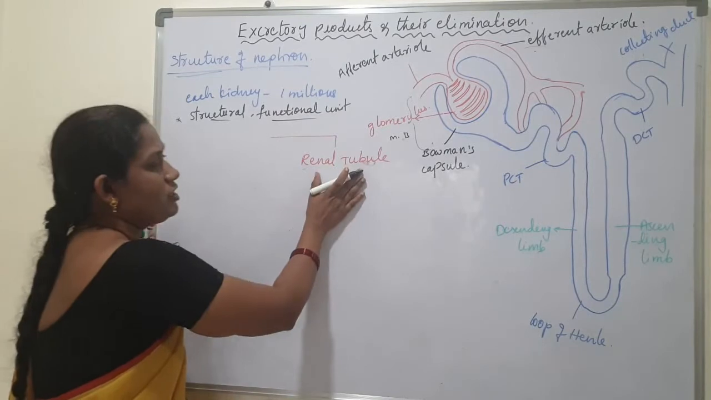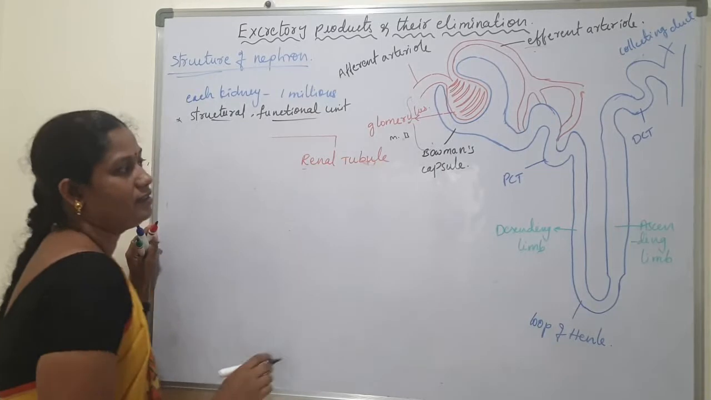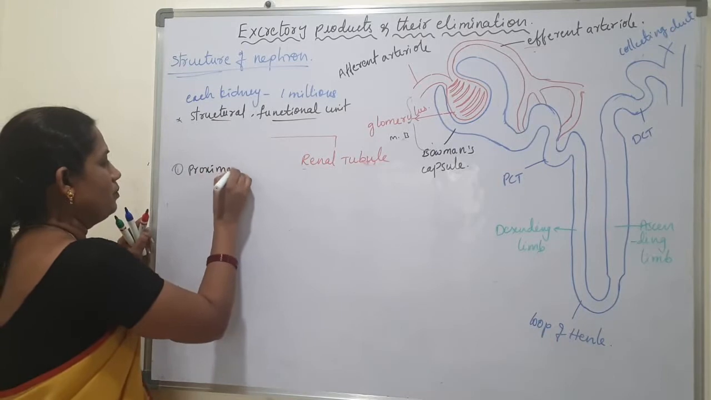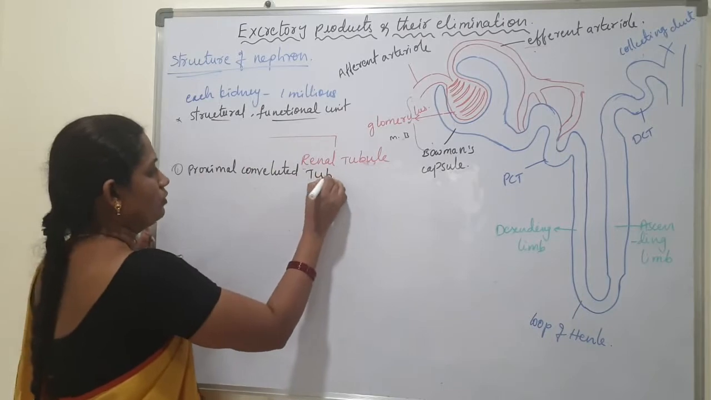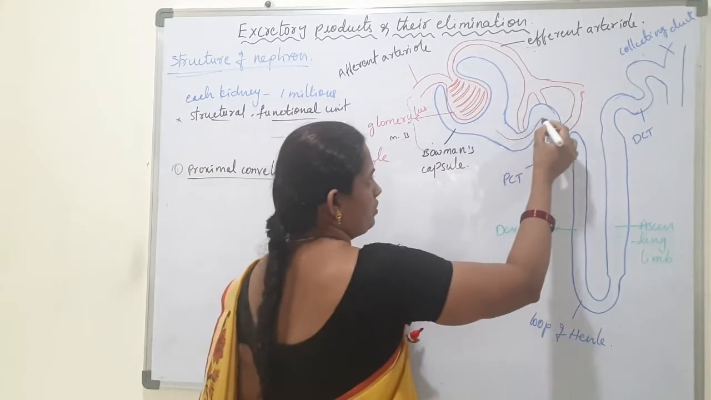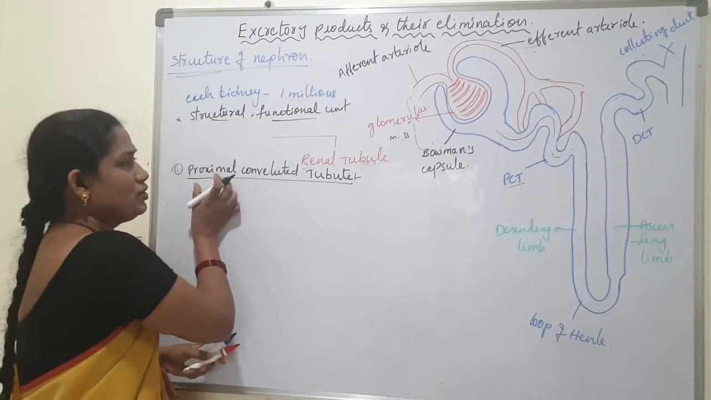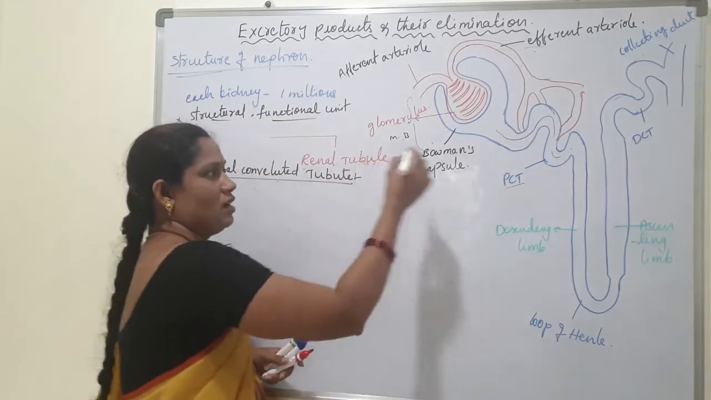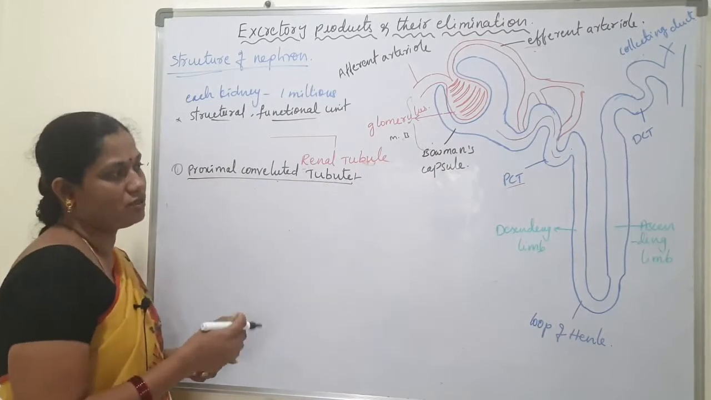The renal tubule has different parts. The first one is the PCT, proximal convoluted tubule. Proximal means it is present near the Bowman's capsule. Convoluted means it is highly folded. T means tubule, a tube-like structure, that's why it is called a tubule.